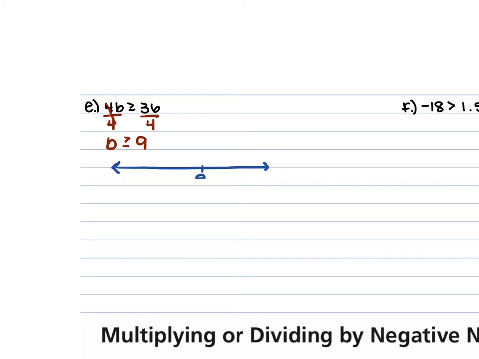We have that 9. We have 10. And we have 8. That 9 is going to get a closed circle on it since our sign has the line underneath it. Our variable comes first. Our sign points to the right, so our line will run to the right as well.